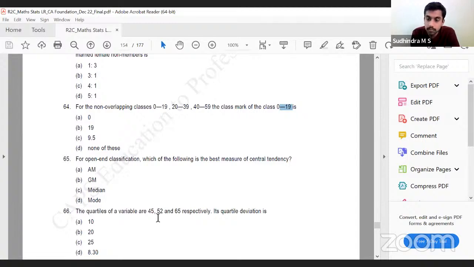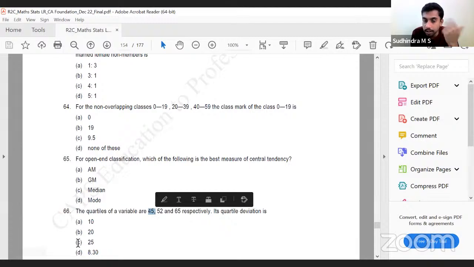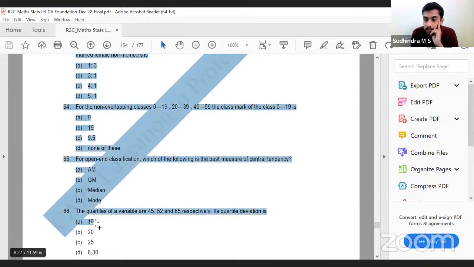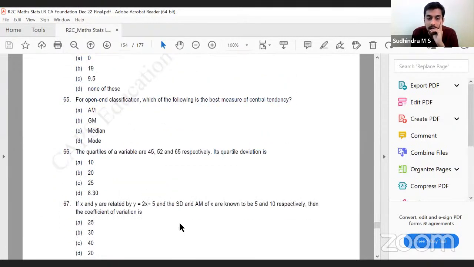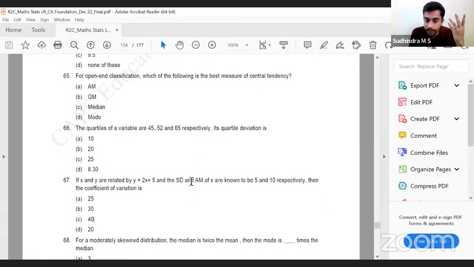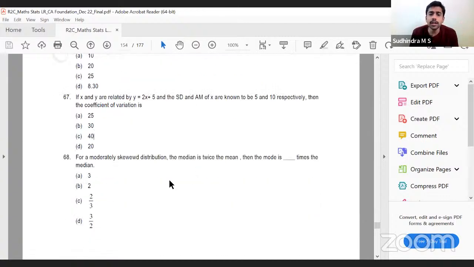10. Q3 minus Q1 by 2. 65 minus 45 is 20 by 2, 10. Correct. If x and y are related by y is equal to 2x plus 5, and standard deviation and arithmetic mean of x are known to be 5 and 10 respectively, coefficient of variation of y we have already calculated, 40%. For a moderately skewed distribution, median is twice the mean, then mode is dash times the median.